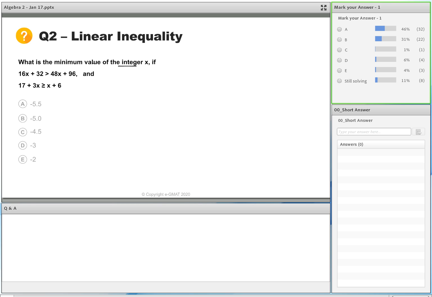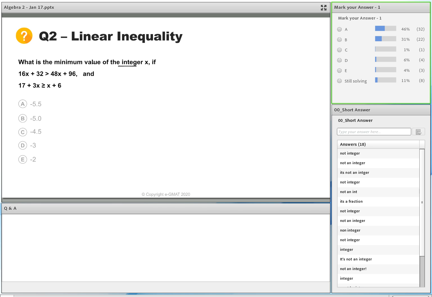Right at the first place, before even moving into the answer for this question, I'm opening the short answer poll. What I want you to tell me is why choice A is incorrect. Why is choice A incorrect? Absolutely. It's not an integer. So almost half of the class missed this simple constraint given in this question.